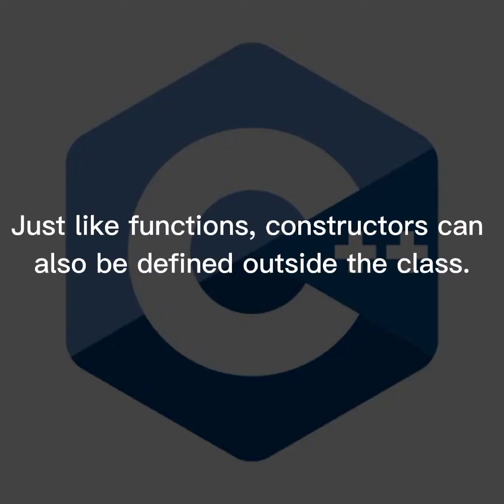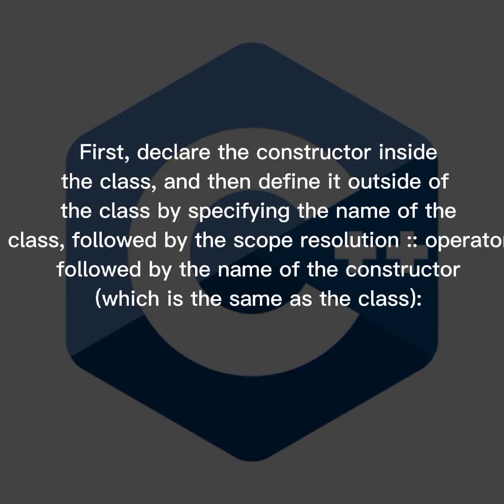Just like functions, constructors can also be defined outside the class. First, declare the constructor inside the class, and then define it outside of the class by specifying the name of the class, followed by the scope resolution operator, followed by the name of the constructor, which is the same as the class.